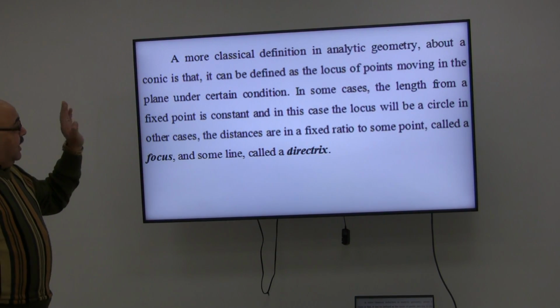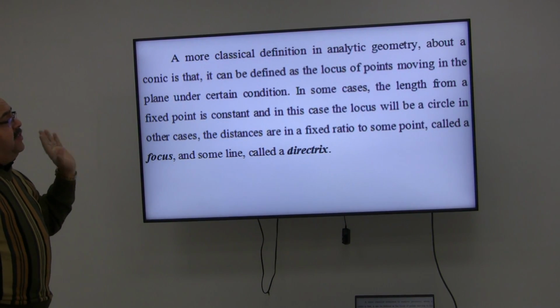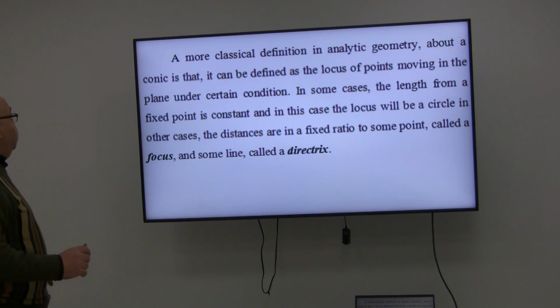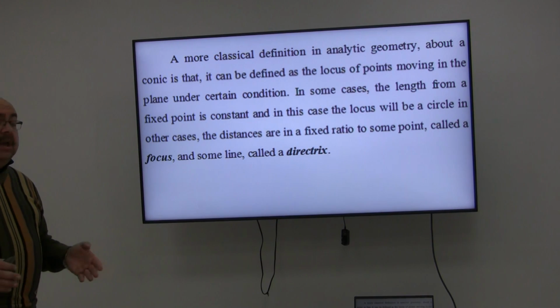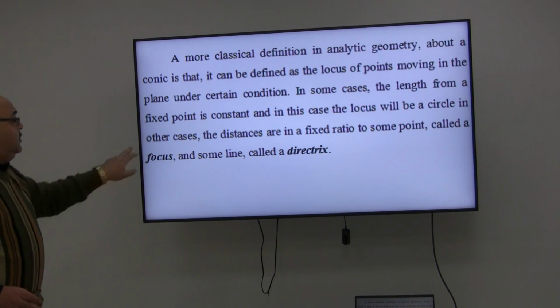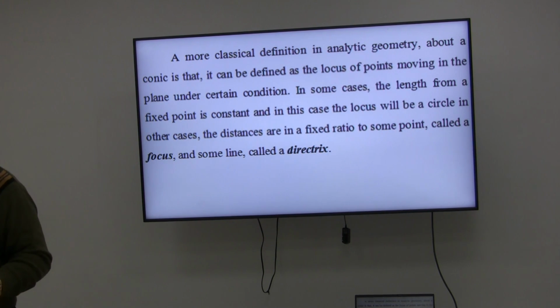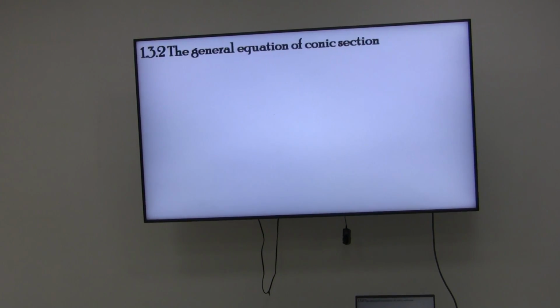So a classical definition in analytic geometry is that a conic can be defined as the locus of a point moving, which is the point that we are talking about, x and y. Under certain conditions, it will give you what you want. In some cases, the length from a fixed point is constant, and that's going to be the locus of a circle, for example. If you change the condition, you will get another equation, and so on.